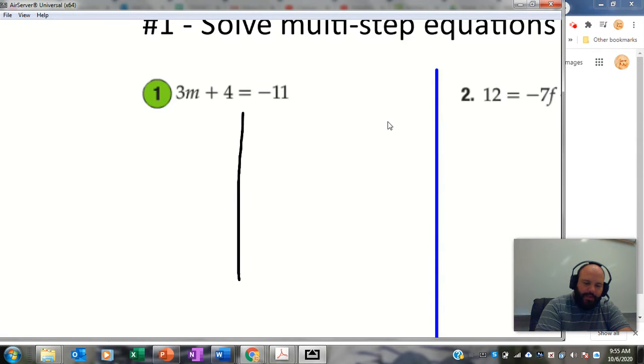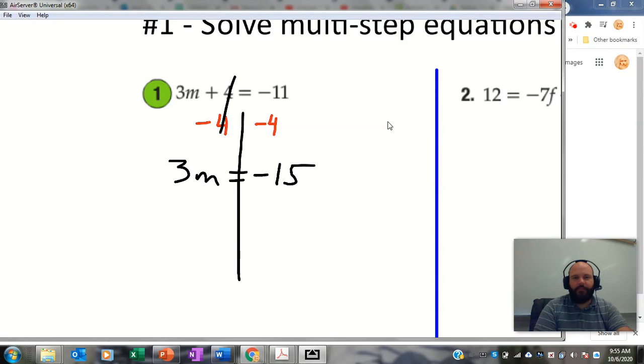So anytime you're solving these multi-step equations, the first thing you always want to try to do is move the numbers that are furthest away from the variable. So we actually are going to subtract 4 on both sides, like this. And so what we end up with then is the 4's cancel, and we have 3m is equal to negative 15, just like that.